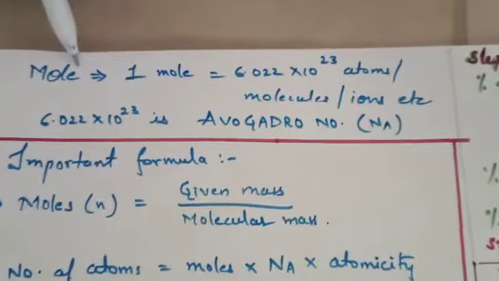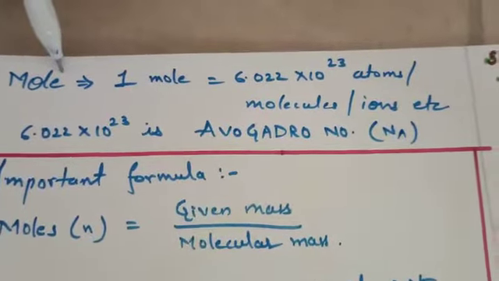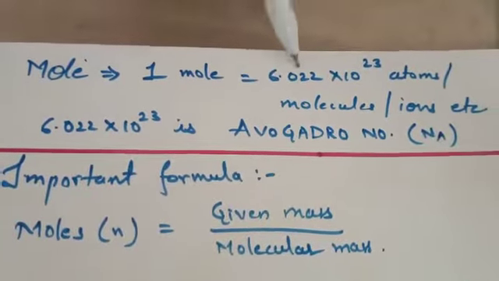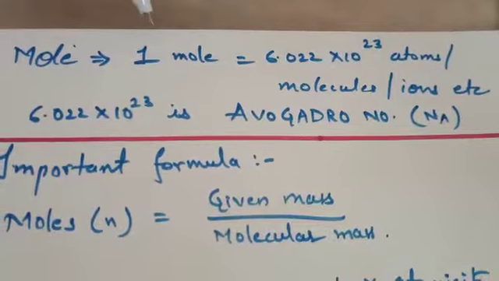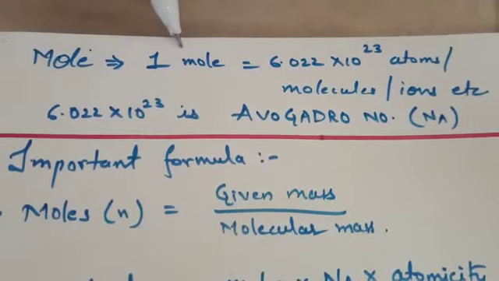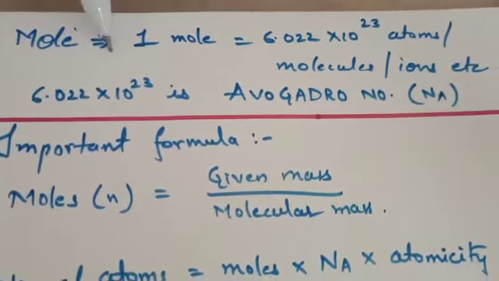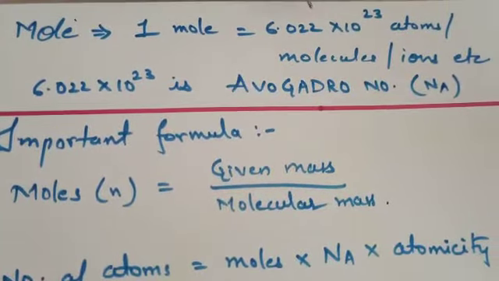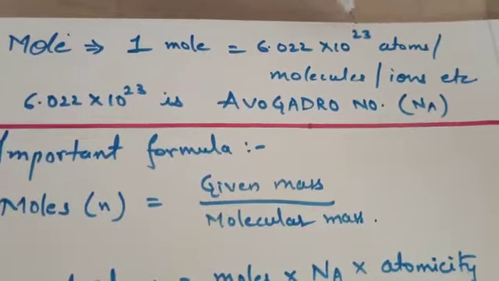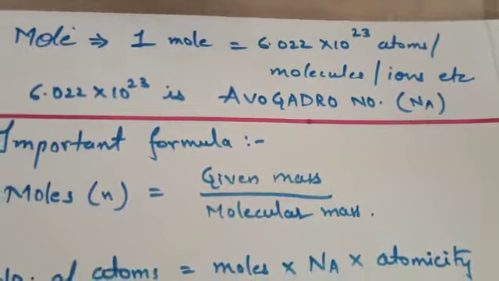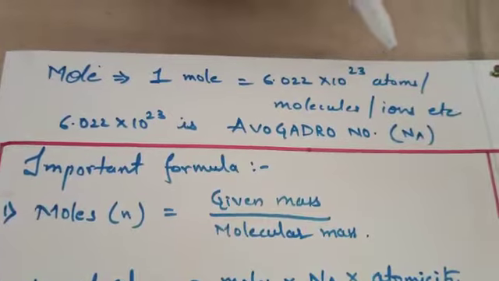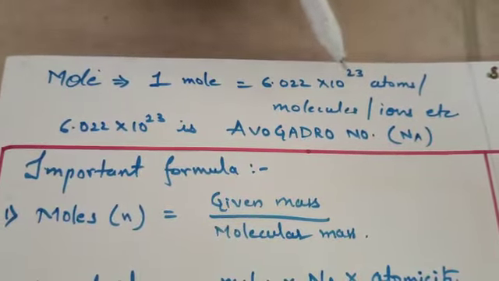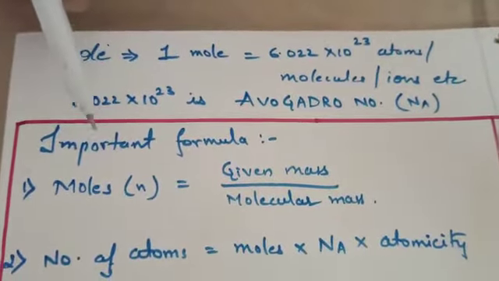After that comes the topic of mole concept. Now what is a mole? 1 mole is equal to 6.022 into 10 to the power 23 atoms, molecules or ions. We can also say that a mole is a chemist's dozen. Similarly, as a dozen is equal to 12, 1 mole is equal to 6.022 into 10 to the power 23, and this is known as Avogadro's number. It is a constant value. It does not differ from atom to molecule or ion. It remains constant. Now, how can I calculate the moles or the number of atoms?